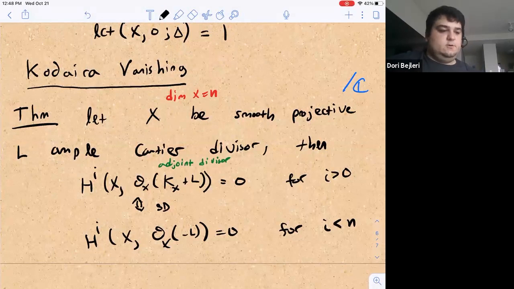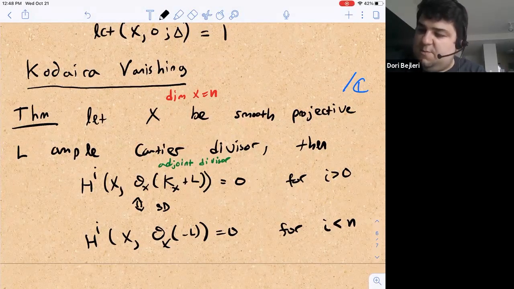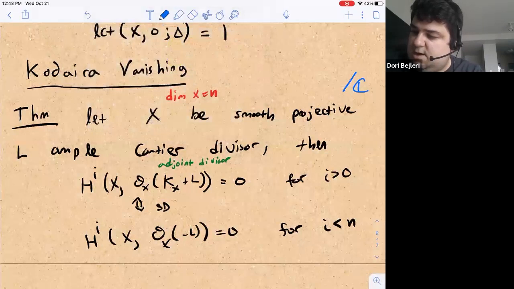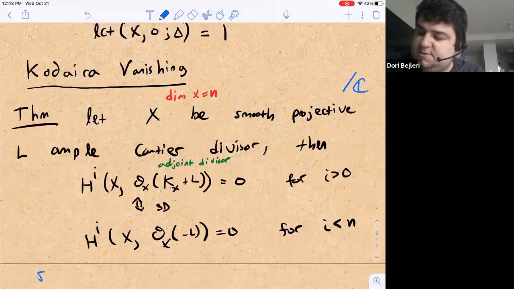Okay, so let's just start with the proof, but with the remark that not only do we really need to use C in the proof, but this theorem is actually false in positive characteristic.